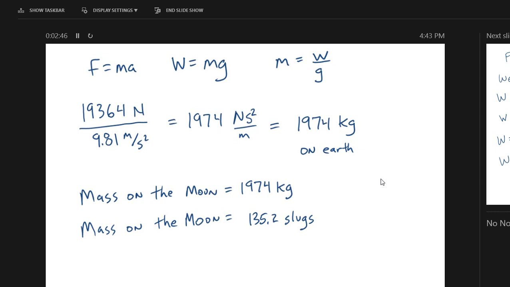So I was given the mass in English units, 135.2. I found the mass in the metric system, which is 1974. So now I've got the mass. Now the mass is the amount of atomic material. That's not going to change. So the mass on Earth is also the mass on the moon. That does not change. Okay?